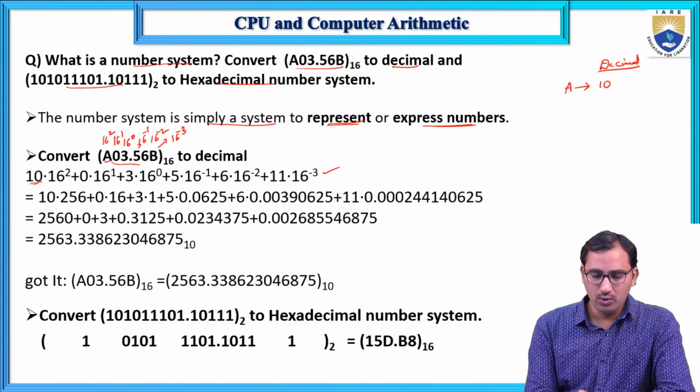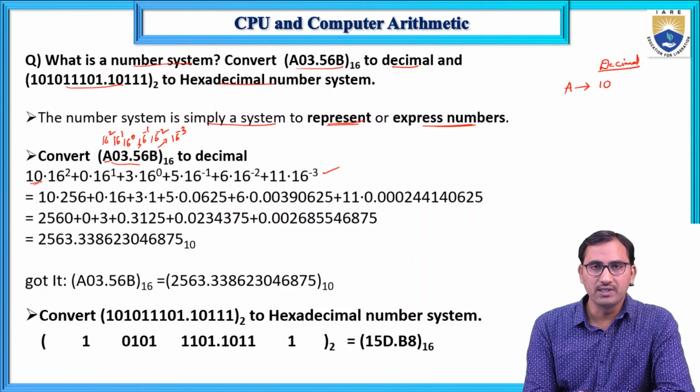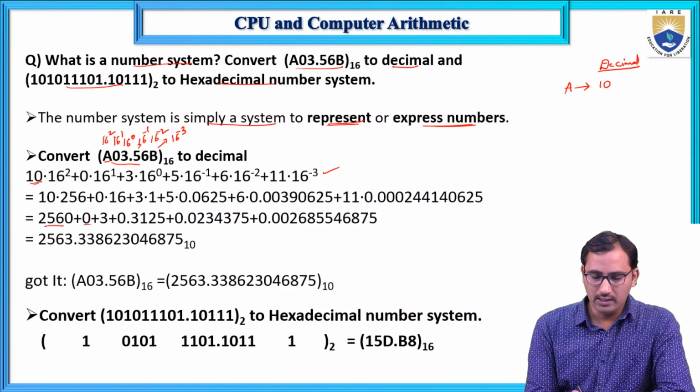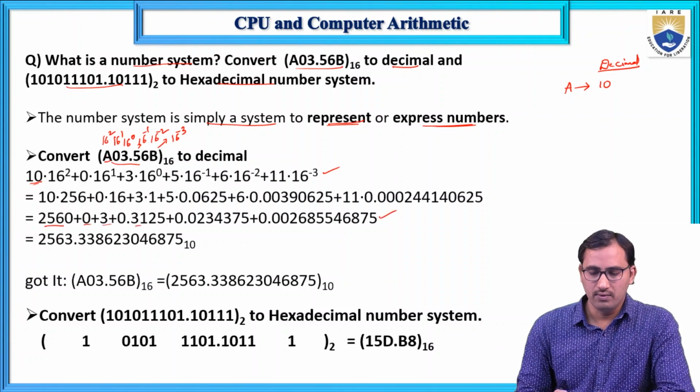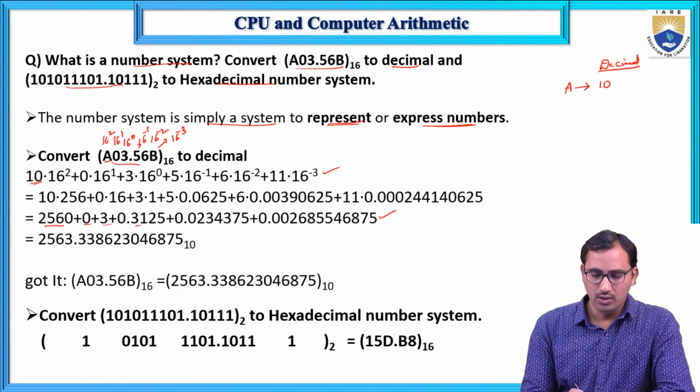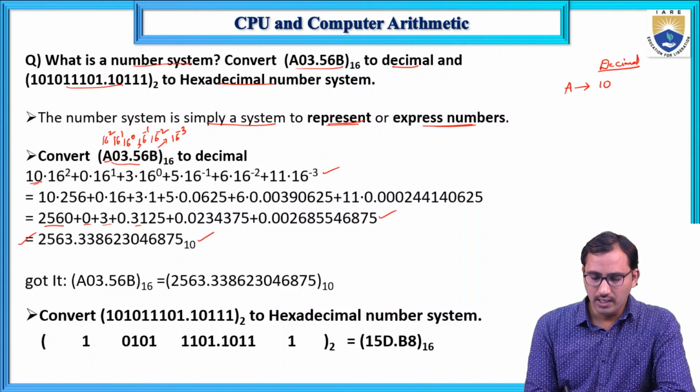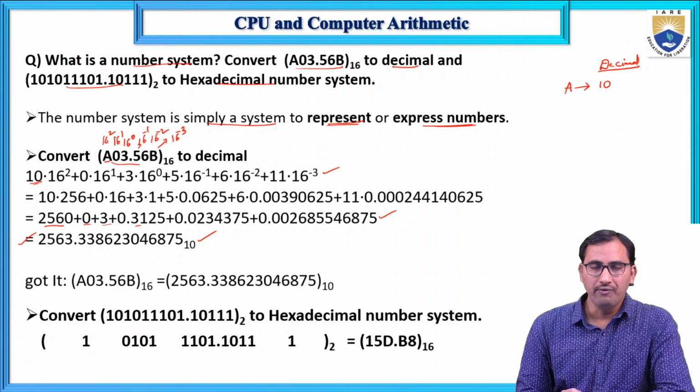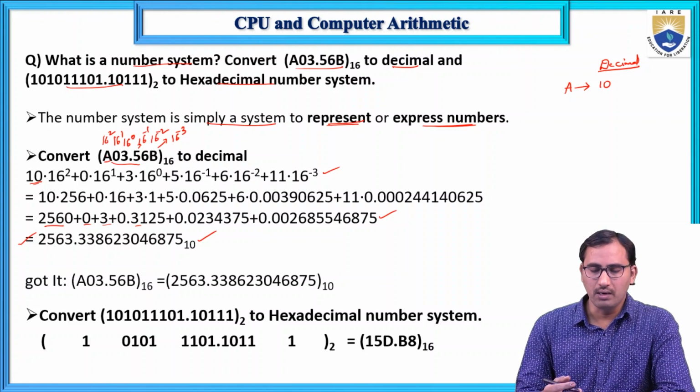So 10 into 16 squared means 10 into 256, which is 2560. Like that we are adding all the numbers. So finally you will get 2563.33862304685. So this is in decimal. In this way we can convert any hexadecimal number to decimal by taking the 16 powers.